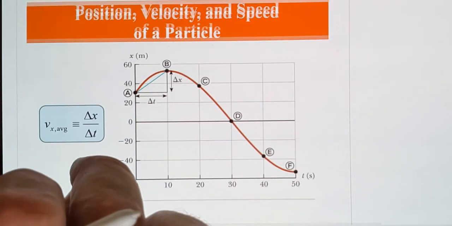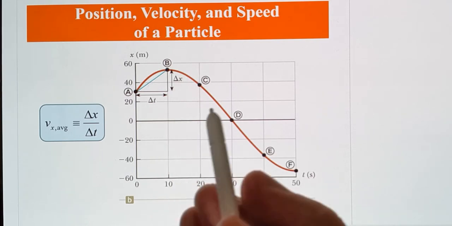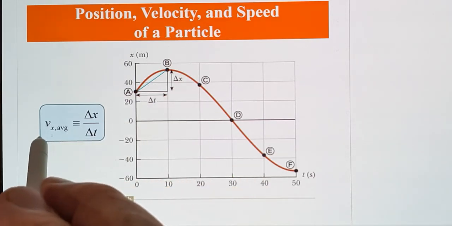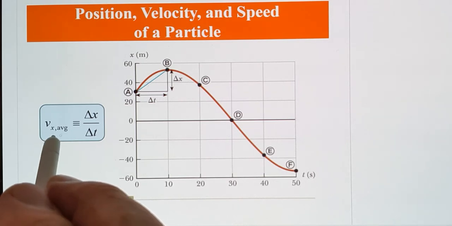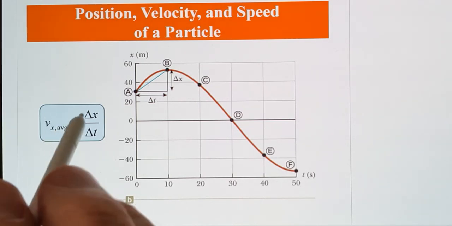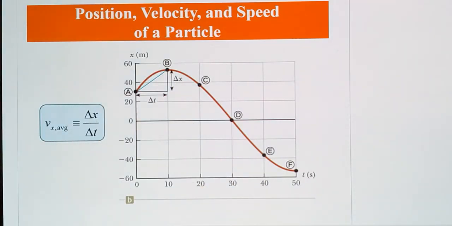Now let's try to analyze the graph that we started with. Notice, what is the average velocity? The average velocity. Now pay attention to the convention of the book.